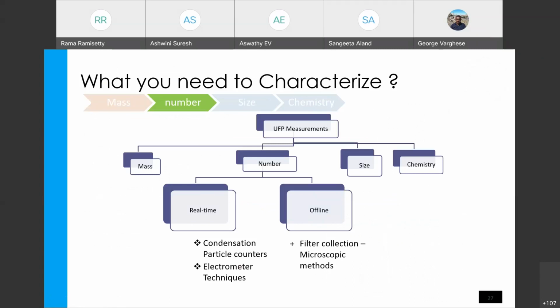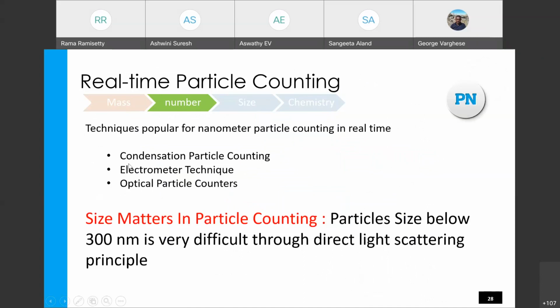For number concentrations, we have three major methods. Most people do counting in real time; nobody does it nowadays with offline methods. In real time, we have three different methods: condensation particle counting, the electrometer technique, and optical particle counters. These three are the major methods. And as I mentioned earlier, size matters in particle counting, because one single method cannot cover the entire size range.